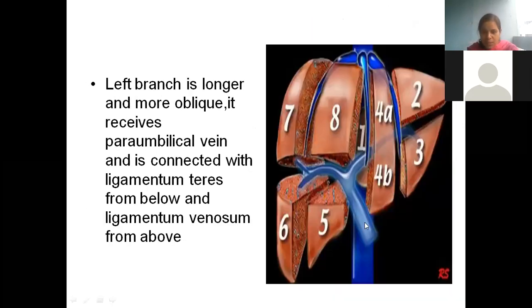Okay. See, this is our portal vein. You can see this is the right branch and then this is the left branch. Right branch is going towards the right lobe and left branch is going towards the left lobe of the liver.